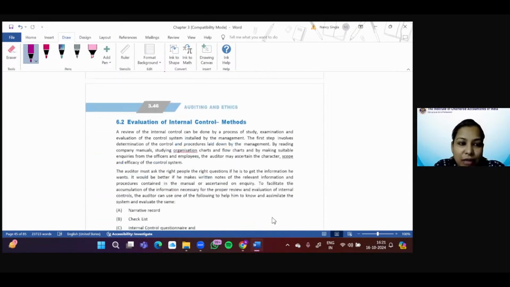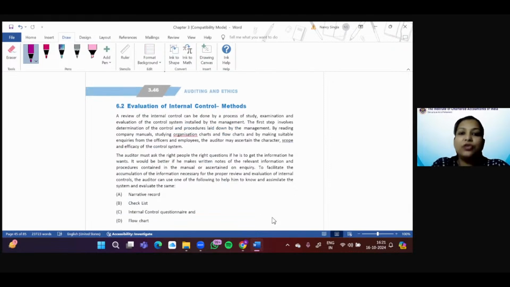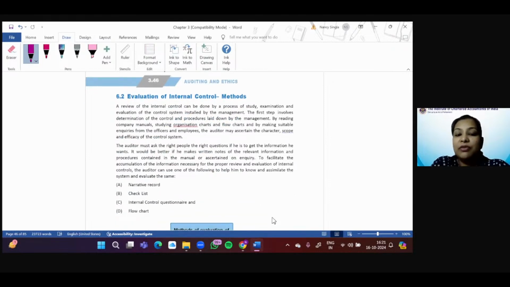And now the very important topic, which is on page number 3.46, which is what? The various methods of evaluating the internal control. So how to evaluate internal control? So we will do one thing. We will take a break of 10 minutes here, and after 10 minutes, I'll be starting with this topic, which is really very, very important. Evaluation of internal control, the methods for evaluating the internal control. So a break of 10 minutes here, students.